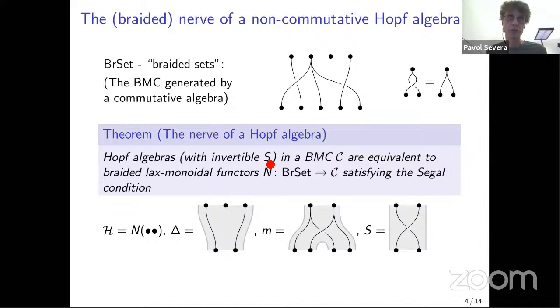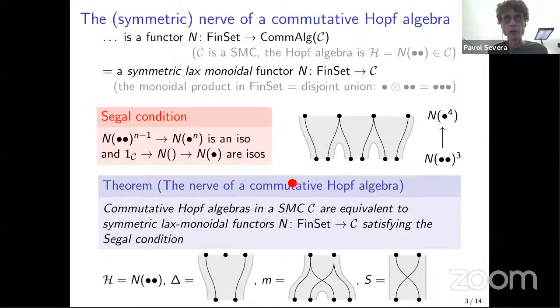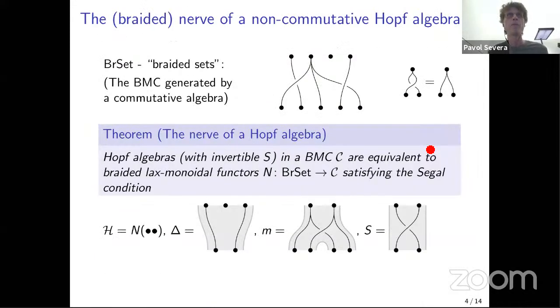Hopf algebras, but okay, with invertible antipodes, in whatever is our base braided monoidal category C, are equivalent, or their category is equivalent, to the category of braided lax monoidal functors satisfying the Segal condition. The Segal condition is the same as before, so nothing changed here. So what it was, this one. And so it works also for our braided sets. And okay, here are at least some of the operations. I didn't write for you the unit and the counit, so that's an exercise if you wish.